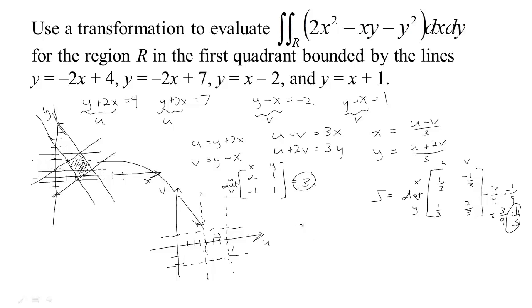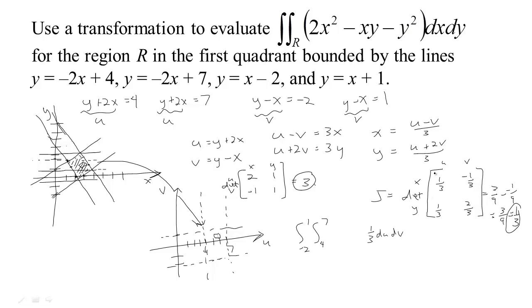Okay, now I think we're ready to set up our integral here. We have v over here. V is going from -2 to 1, and u is going from 4 to 7. And we need to convert this function, and then we can integrate du dv with our stretching factor of 1/3 there, our Jacobian determinant, 1/3.